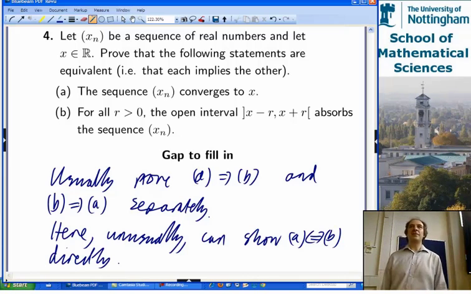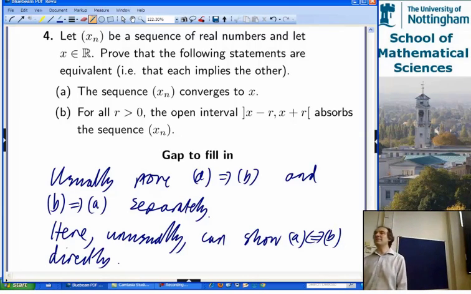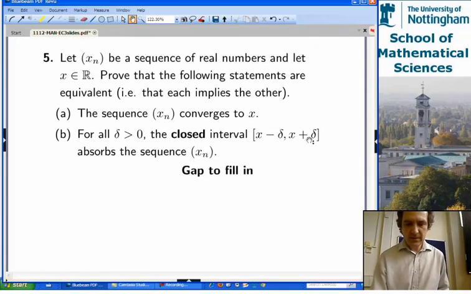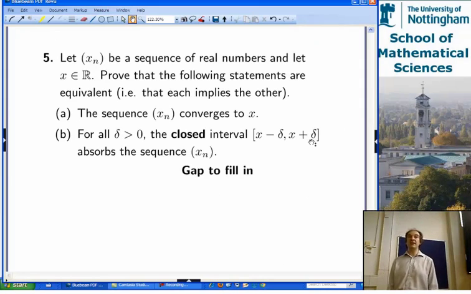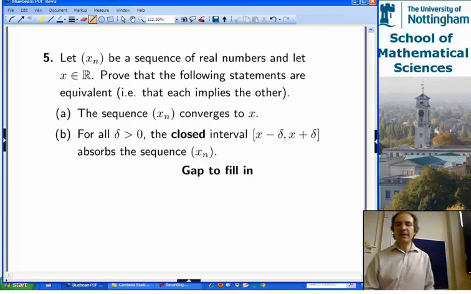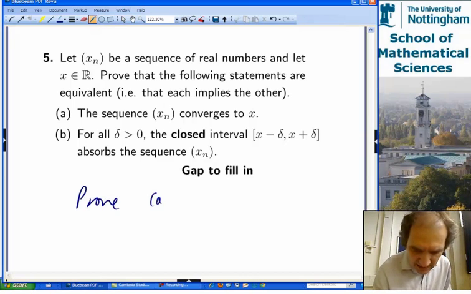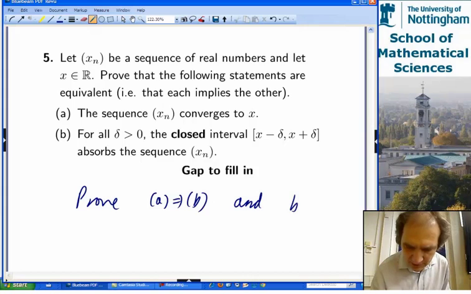You'll discover that you've got a dummy variable, and in one statement it's called epsilon, in another it's called R, and it doesn't matter whether it's for all epsilon something is true about epsilon, or for all R something is true about R. Then you'll discover by the time you've substituted in the definition of absorption, these 2 read as exactly the same statement. So that's pretty easy. And then, if you do get through all those, this one's more interesting, and you should prove A implies B and B implies A separately for this one. This is one where instead of saying something happens for all open intervals, you say it happens for all closed intervals instead, which looks a bit different. So this time prove A implies B and B implies A separately.